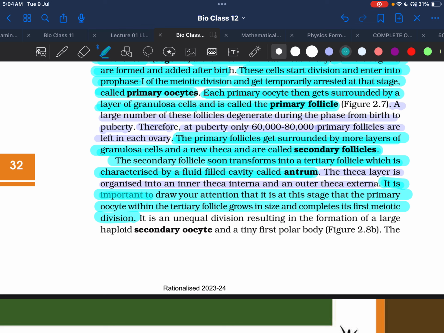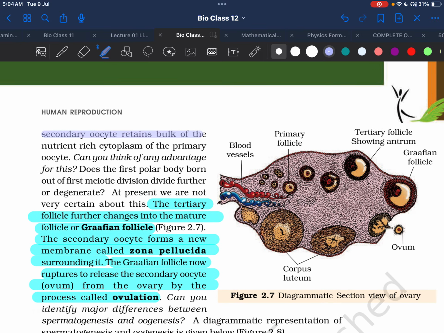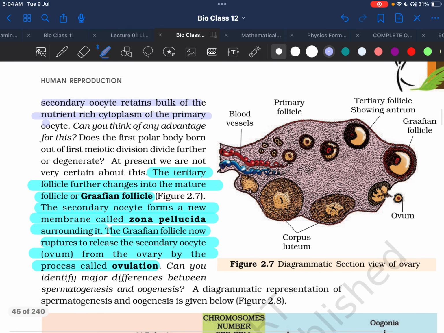It is important to draw your attention that it is at this stage that the primary oocyte within the tertiary follicle grows in size and completes its first meiotic division. It is an unequal division resulting in the formation of a large haploid secondary oocyte and a tiny first polar body. The secondary oocyte retains the bulk of the nutrient-rich cytoplasm of the primary oocyte. Can you think of any advantage for this?